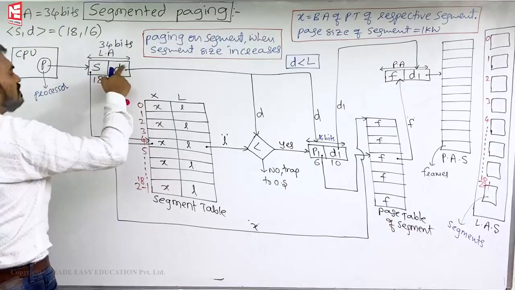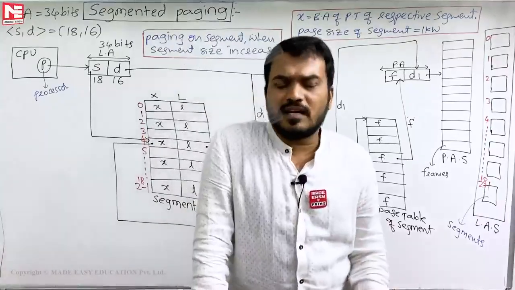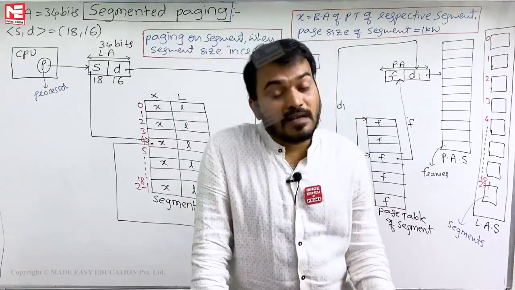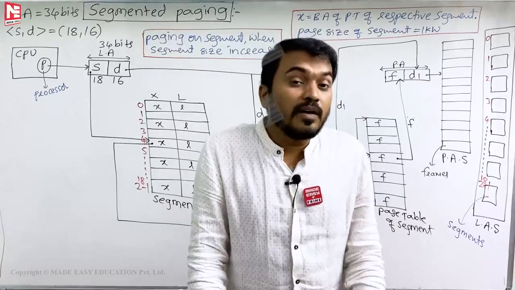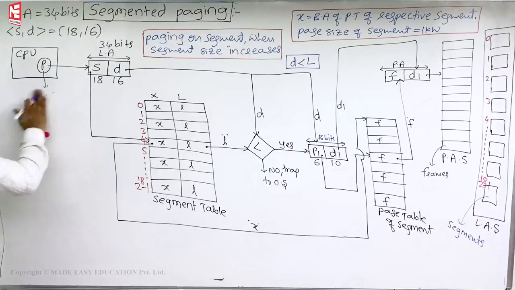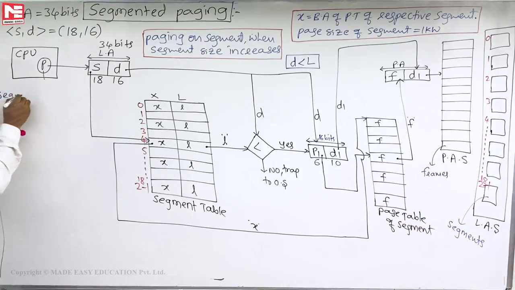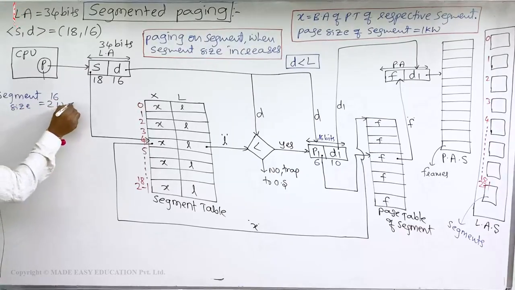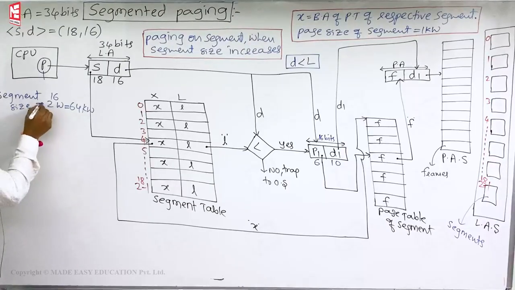Now tell me, D is equal to 16 bits. If D is 16 bits, what can the maximum segment size be? 2 power 16. So the maximum segment size, look here: D equal to 16 bits, so copy the segment size. The segment size can be at most 2 power 16 words.